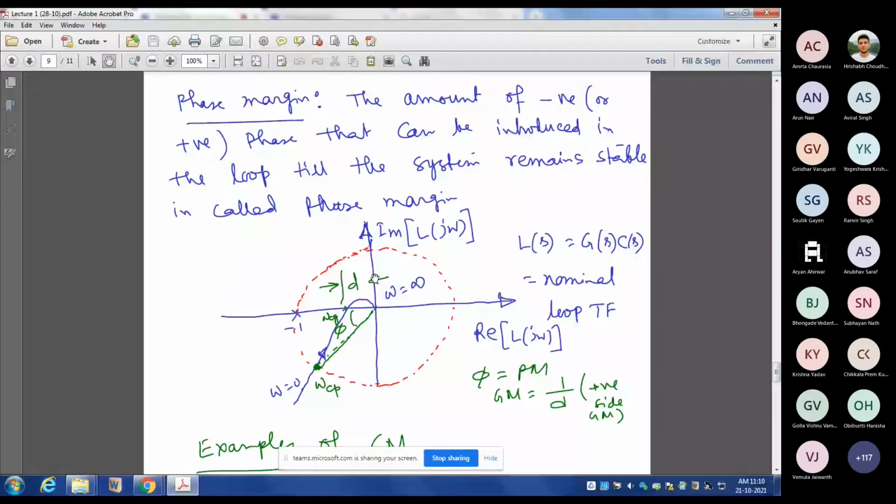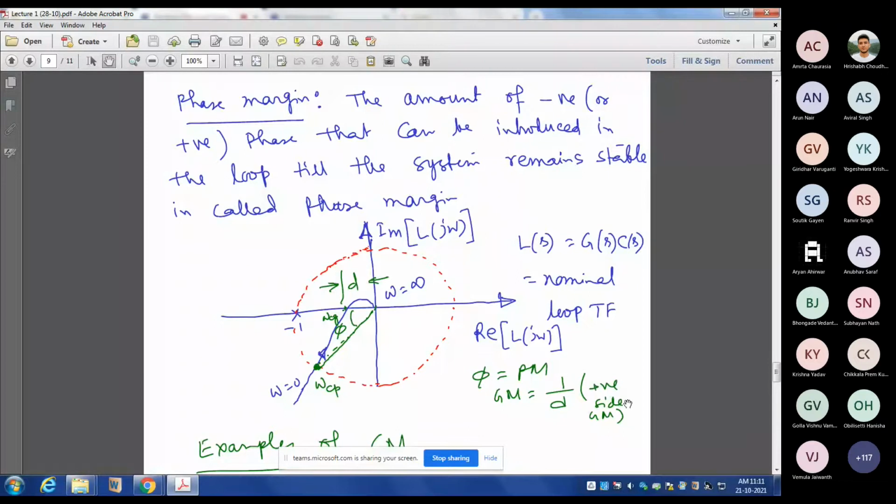Okay, so here, what is gain margin? Gain margin is the factor by which gain can be increased such that the loop gain will be equal to 1. 1 means it will start oscillating. The response will start oscillating. So here this magnitude is D. Obviously, then the gain margin, or positive side, upper side gain margin, will be 1 by D.